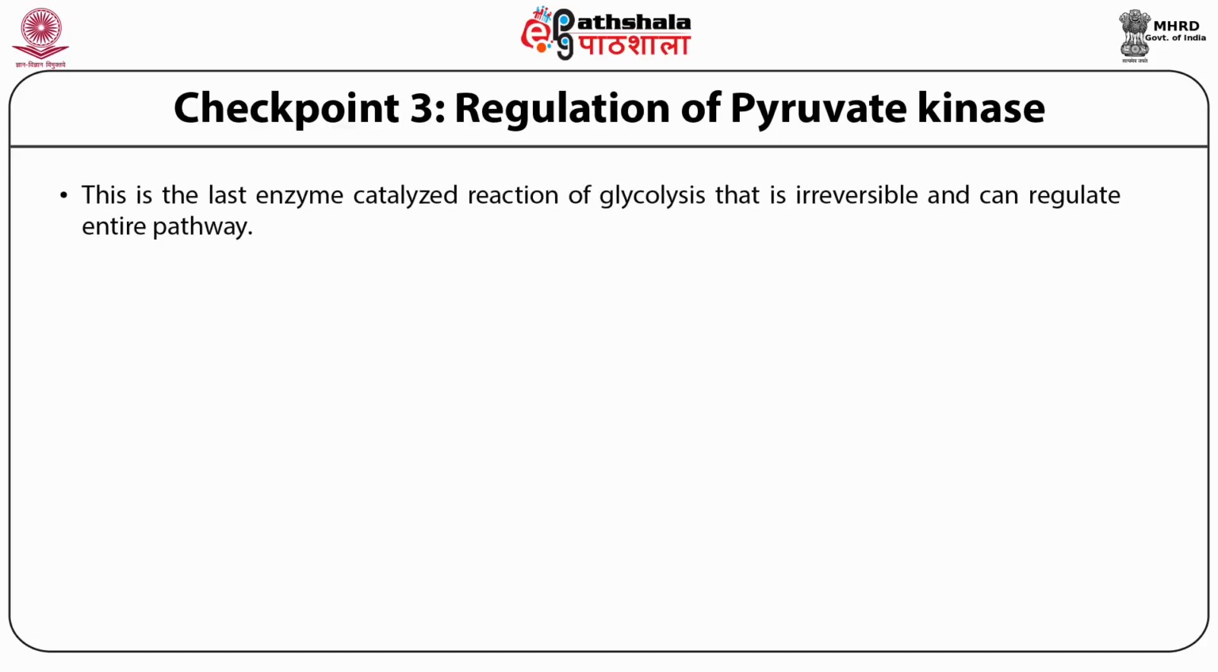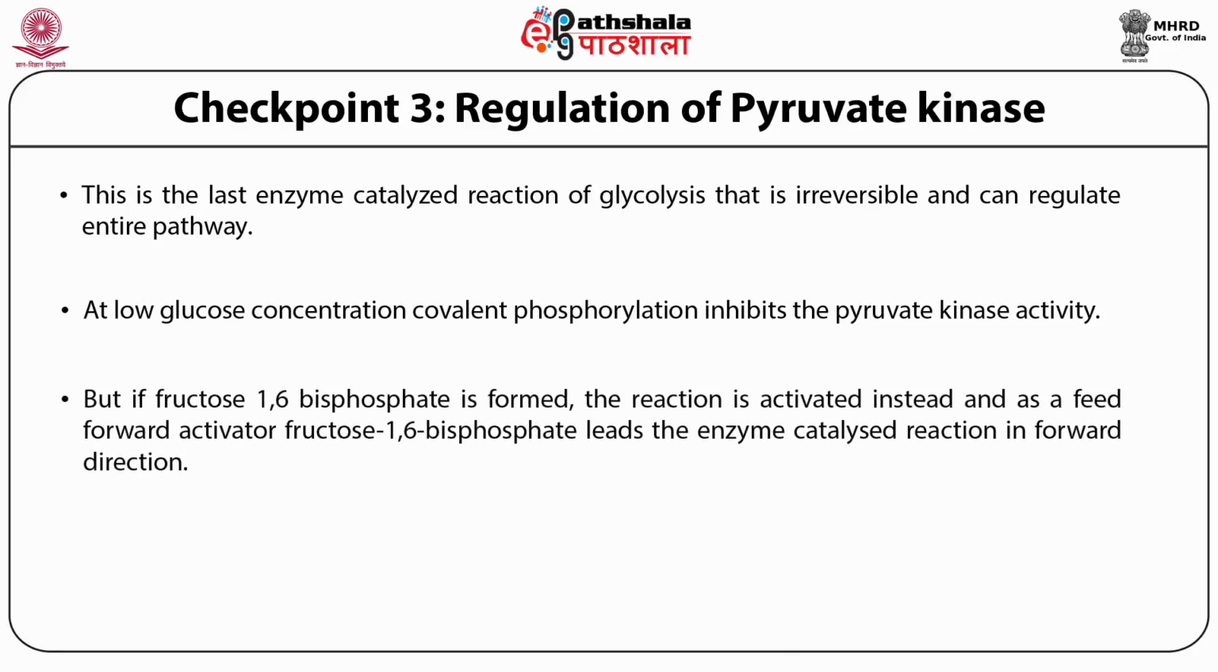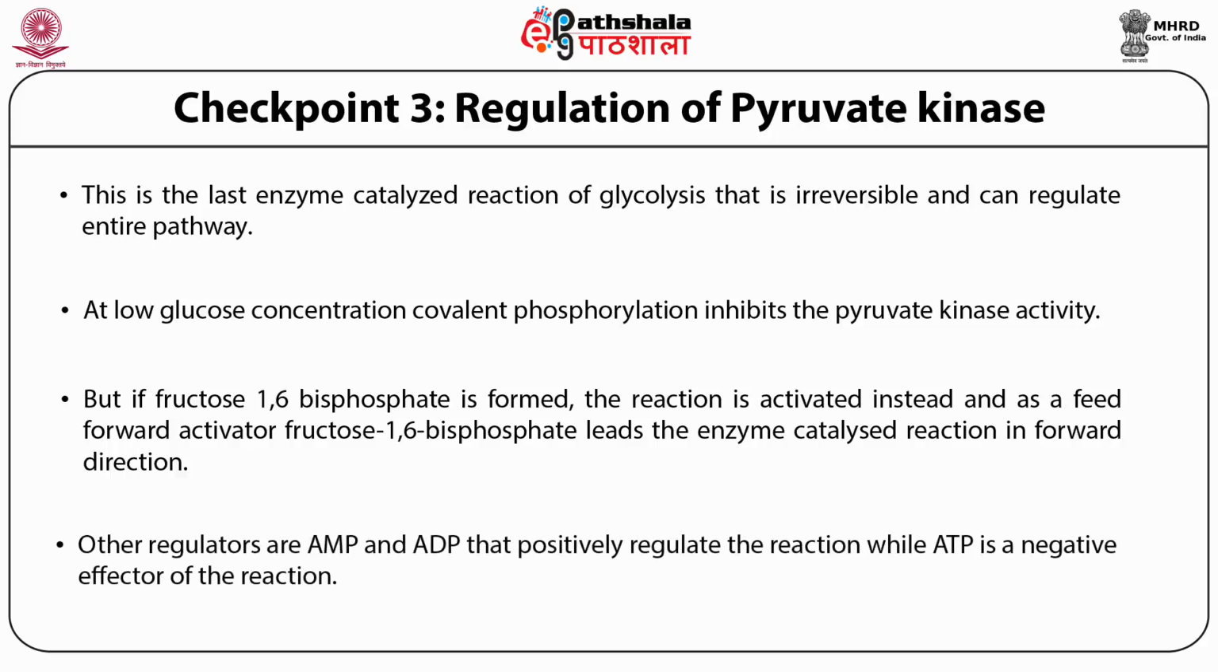This is the last enzyme catalyzed reaction of glycolysis that is irreversible and can regulate the entire pathway. At low glucose concentration, covalent phosphorylation inhibits the pyruvate kinase activity. But if fructose 1,6-bisphosphate is formed, the reaction is activated instead, and as a feed-forward activator, fructose 1,6-bisphosphate leads the enzyme catalyzed reaction in forward direction. Other regulators are AMP and ADP that positively regulate the reaction, while ATP is a negative effector of the reaction.